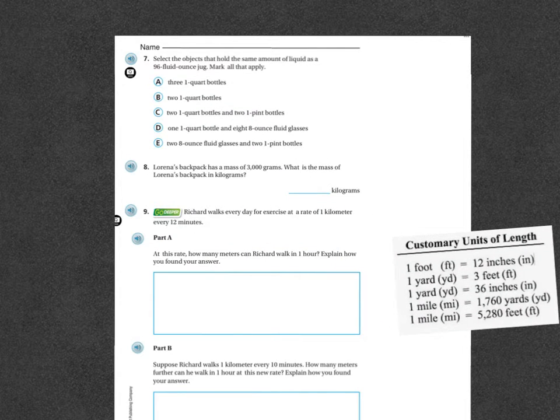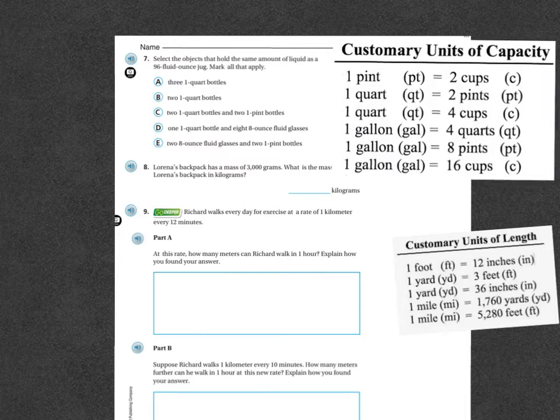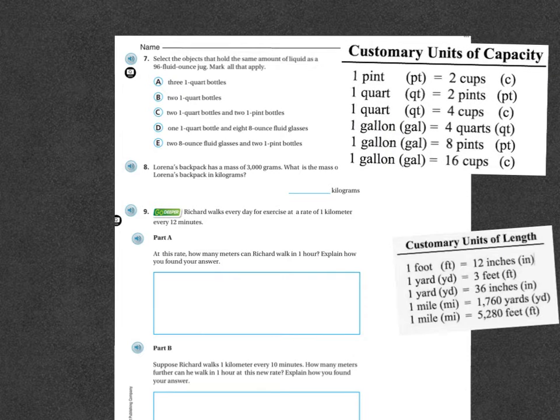You have that as an option. Let me pull up all the charts. This is the one you're going to need, right? And you're going to have to convert 3 1-quart bottles. So 3 1-quart bottles, right? And you're going to see, does that equal the same amount as 96 fluid ounces?